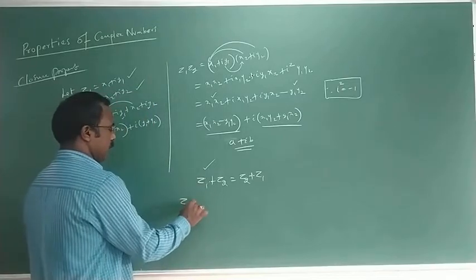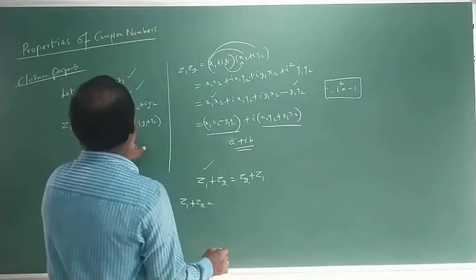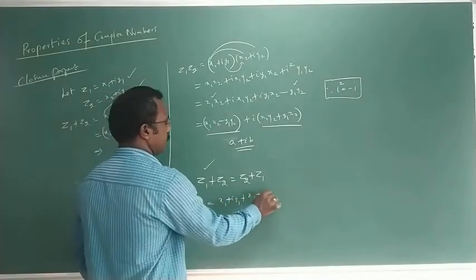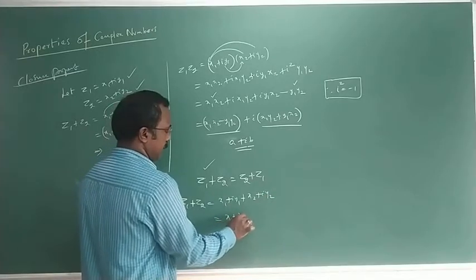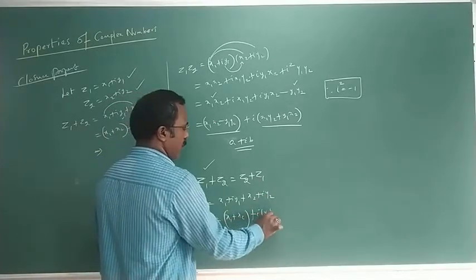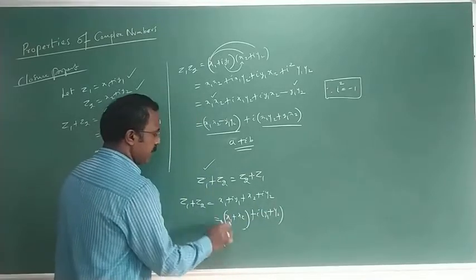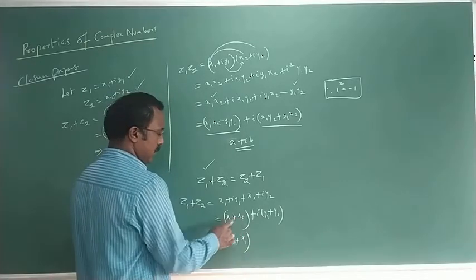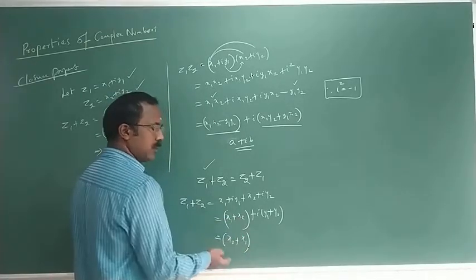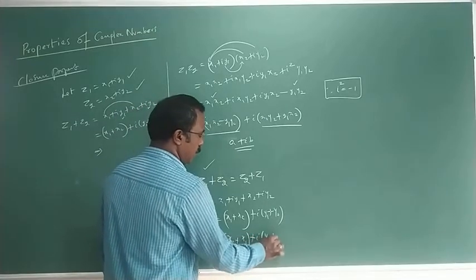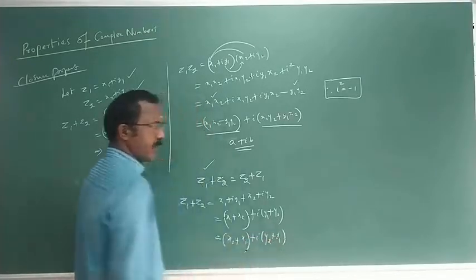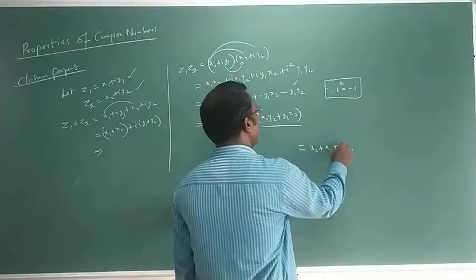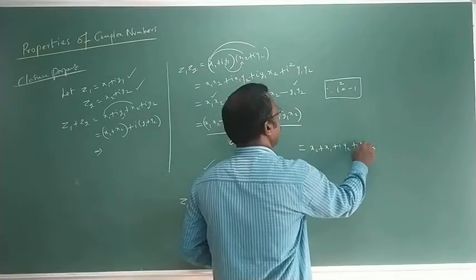Now take z1 plus z2 addition. That is x1 plus iy1, the z1 value, plus x2 plus iy2, giving x1 plus x2 plus i into y1 plus y2. This is addition. x1 plus x2 can be written as x2 plus x1, like 2 plus 3 and 3 plus 2, both are the same. Similarly, y1 plus y2 is also written as y2 plus y1. Next, x2 plus x1 plus i y2 plus i y1.